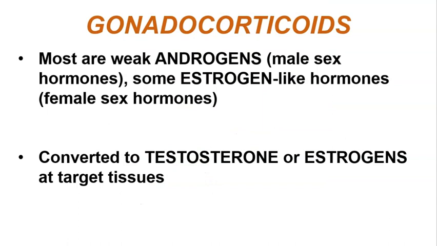Finally, the last group of hormones from the adrenal cortex that we're going to examine is the gonadocorticoids. Most of these that are produced by the adrenal cortex are androgens, that is, they are male sex hormones, but there are also very small quantities of estrogen-like hormones, that is, female sex hormones. Both of these categories of hormones are steroids as well. At the target tissues, the androgens that are released are converted into testosterone, while the female sex hormones that are secreted are converted into estrogen.